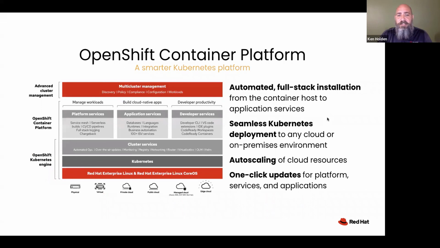So with the foundation of a trusted enterprise Kubernetes platform, we add enhancements to deliver an application platform with all of the components you need that are fully integrated to build, deploy, and manage containerized applications. In many ways, it's a smarter Kubernetes platform. It allows you to streamline the installation and upgrade experience. You can get up and running with a fully configured Kubernetes cluster using OpenShift in less than 15 minutes with everything you need that has metering, monitoring, application, and developer services.